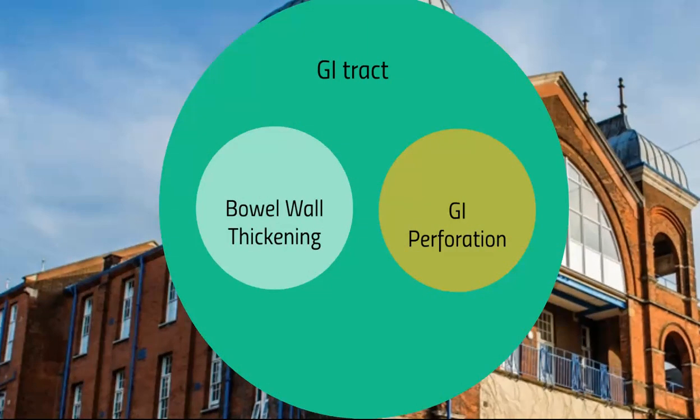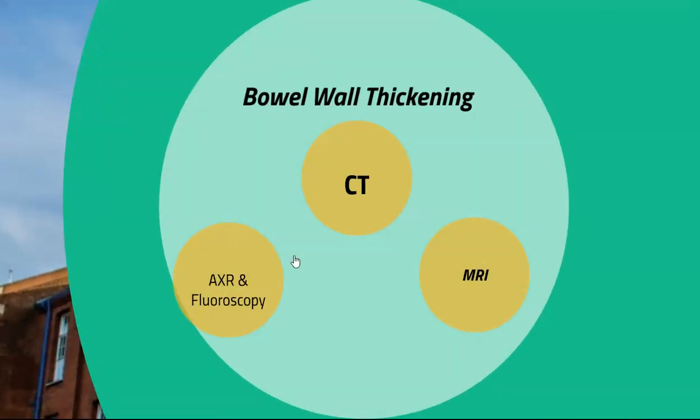In the GI tract, I am going to concentrate on patients with bowel wall thickening and GI perforation, both of which can make a patient very unwell. Bowel wall thickening is a non-specific finding that can be seen with a wide variety of pathologies.